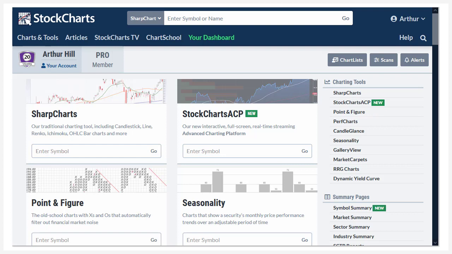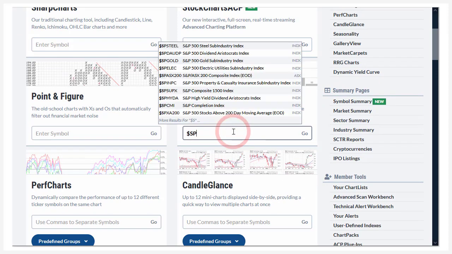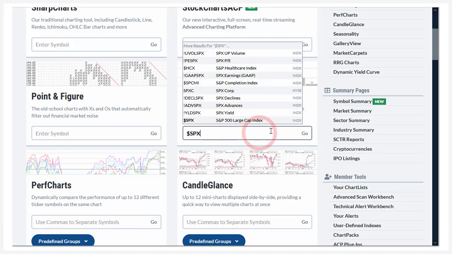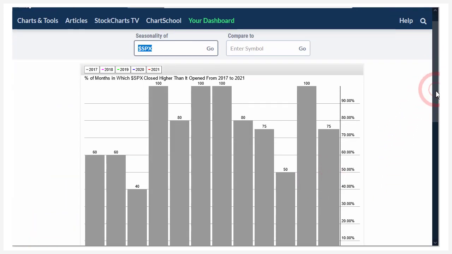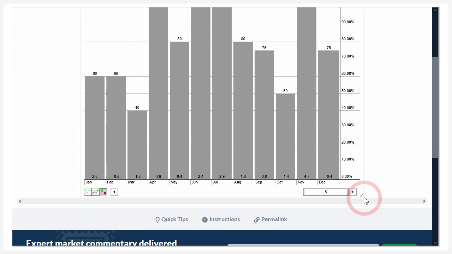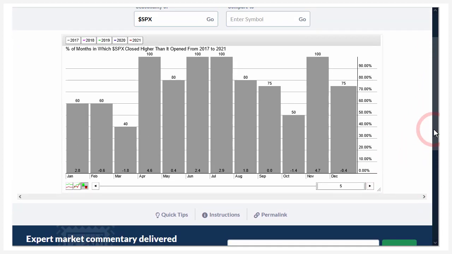So I'm here on the main charts and tools page at Stock Charts. And if you go down in the middle column, there you will see seasonality, and you can enter any symbol that you want in there. I'm just going to look at seasonality for the S&P 500. So I am going to squeeze this up a little bit so it can fit into the window.